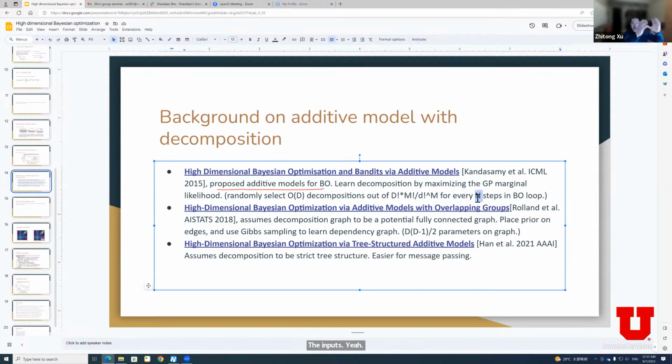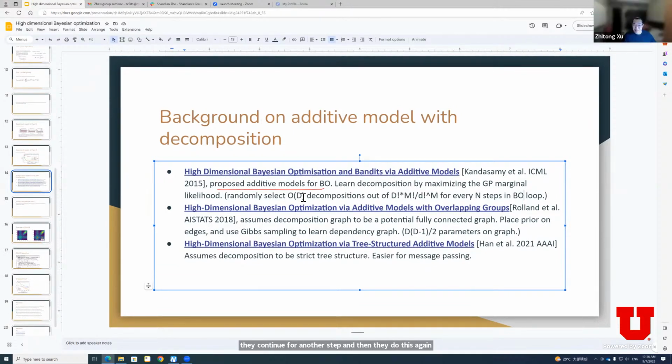So they fix the decomposition and run the BO loop for n steps, for n samples, and then they learn again. They randomly partition the variables again and use the additive structure. Basically, let's say they select 5 decompositions, learn them, and compare which one has a higher GP marginal likelihood. They decide the highest one is the true decomposition, continue for another n steps, and then do this again. Okay.